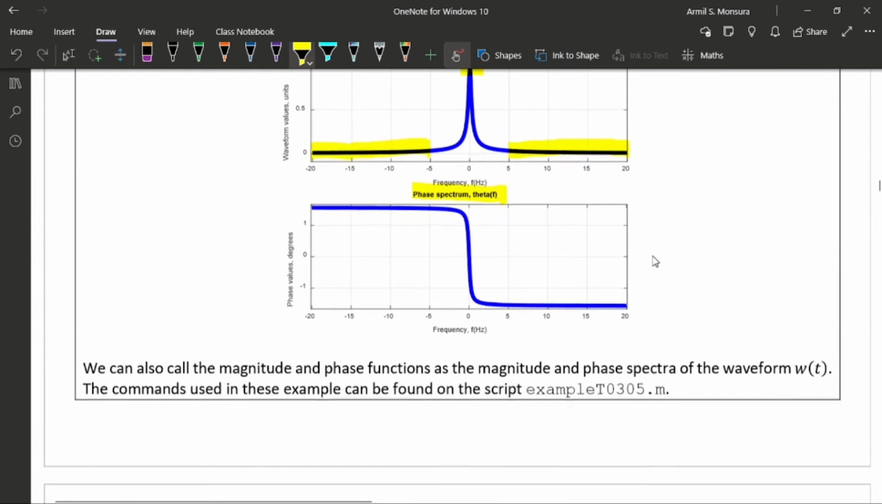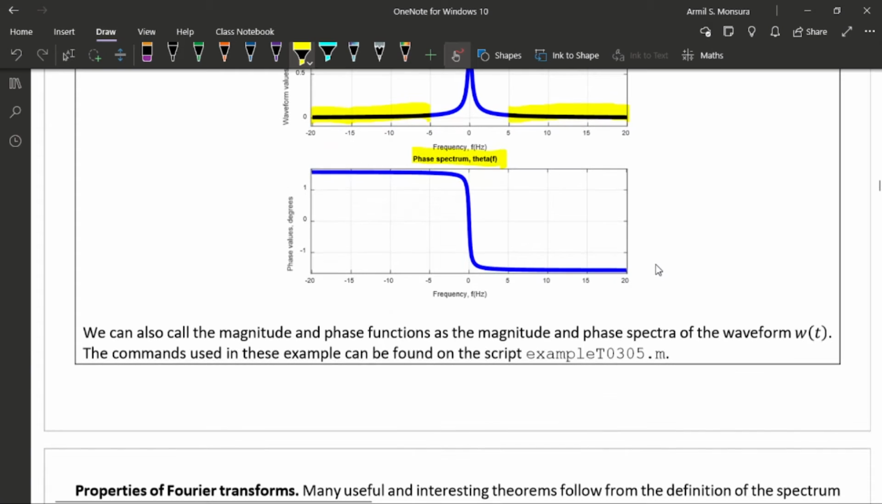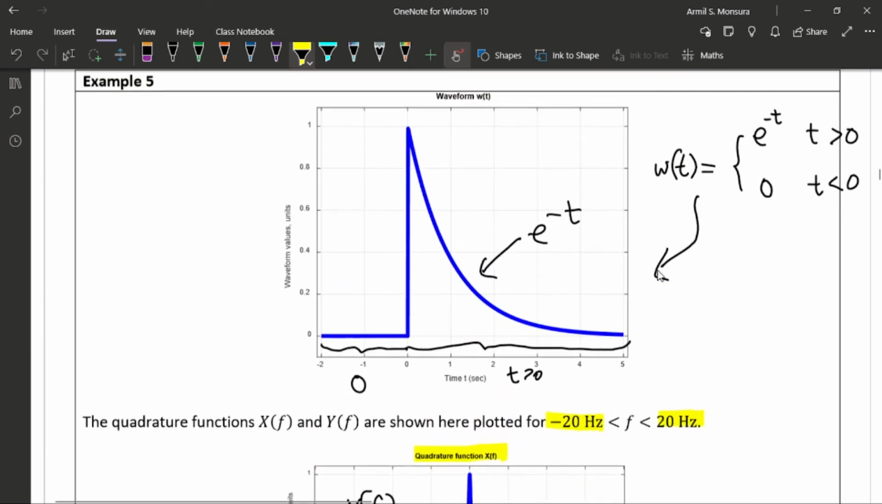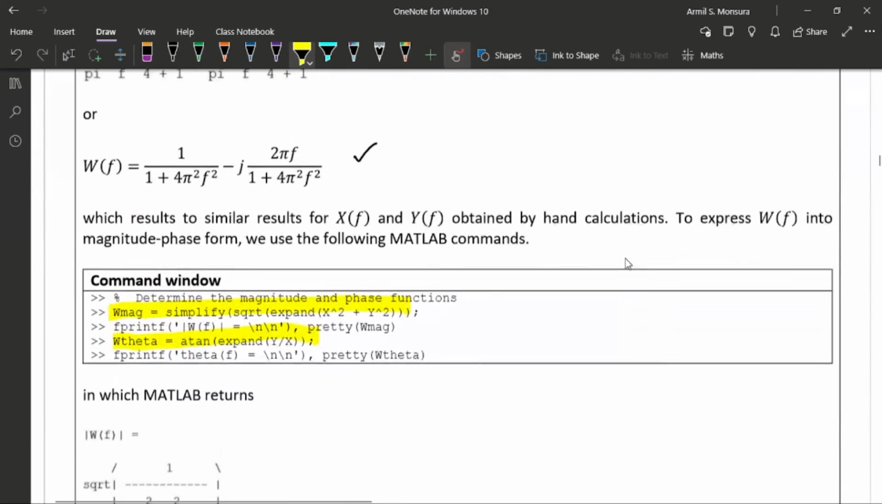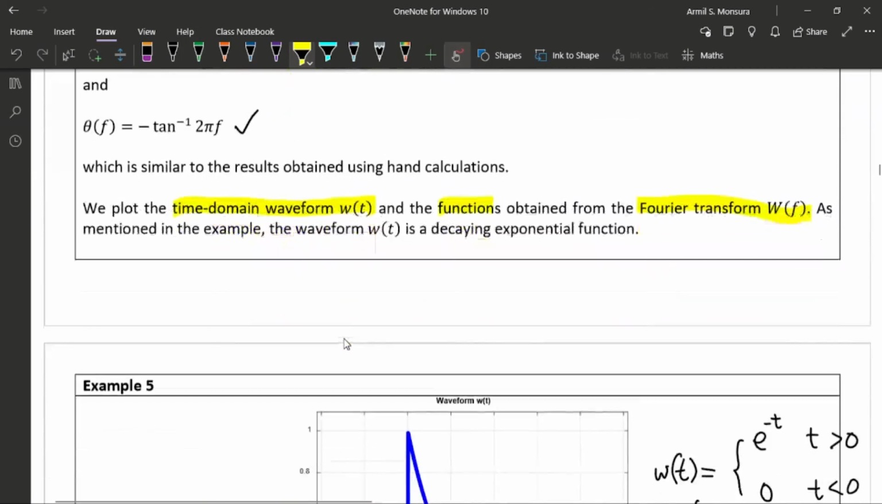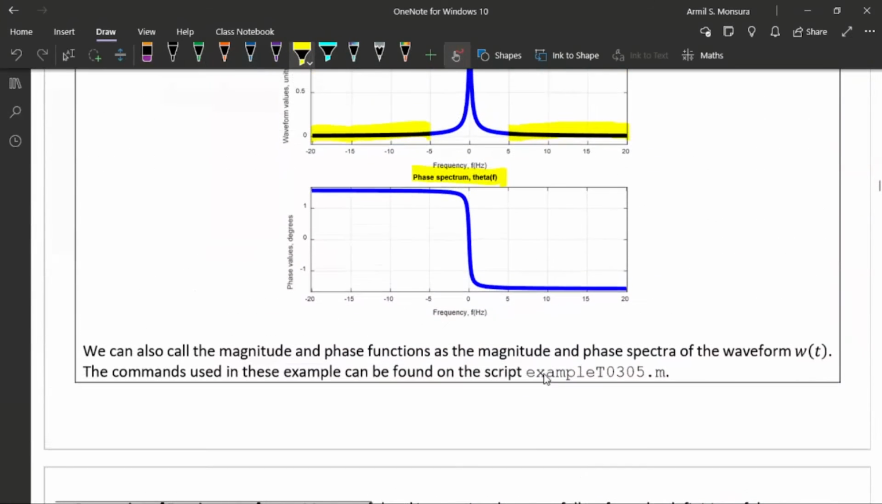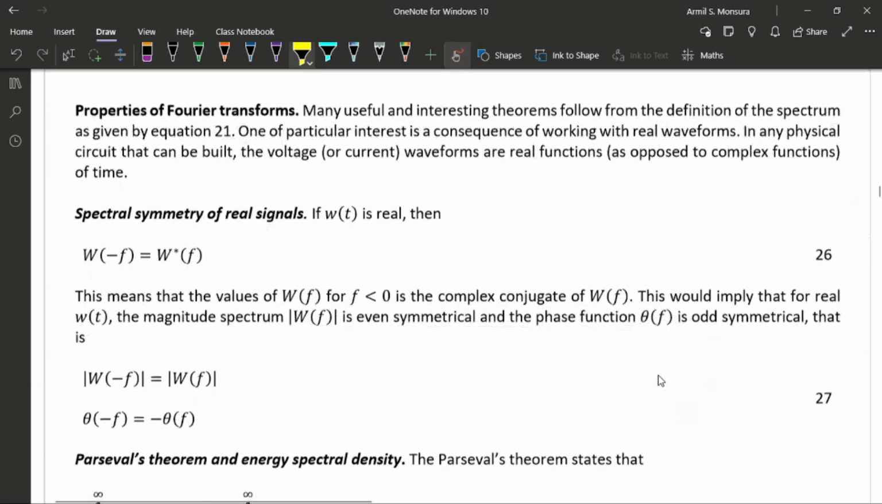And all of these, how are these obtained, how do you get the plot, or the commands in MATLAB so that you can compute and plot them. You can compute this symbolically and then plot these things. These can be found in the script Example T0305.m, which is provided to you.